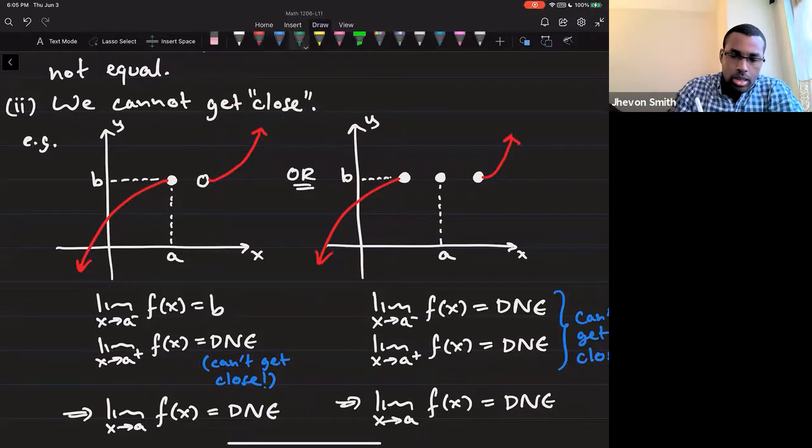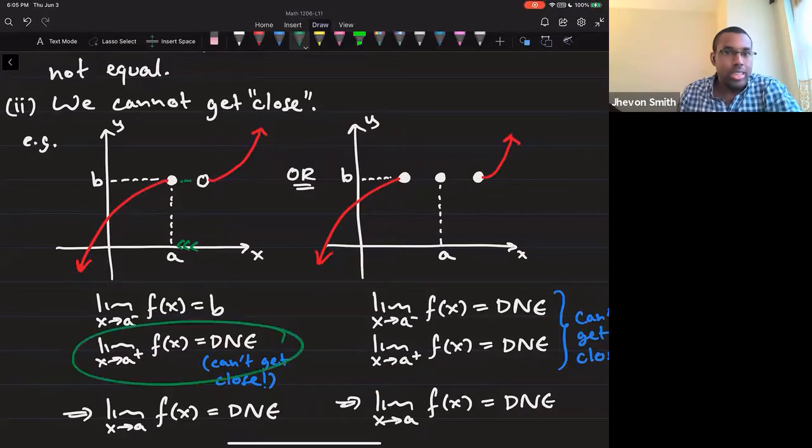You'll notice here on the left, if I want to try to get close to a from the right side, there is no function up here to get close on, right? The function isn't even there, right? So my right-sided limit won't exist, right? Because I can't get close. There's no way to get close from the right. The limit cares about getting close. Sure, the function is filled in at a, but the limit doesn't care about that. It cares about as x gets close to a, what is the y value doing?